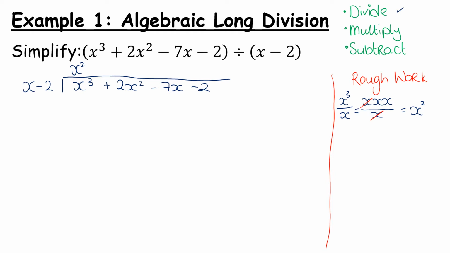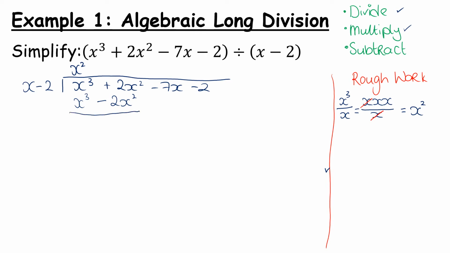Now we're going to do our multiply. Even though with our division we focus on the x and the x cubed, when we do our multiplication we multiply both terms. So x squared by x gives me x cubed, and x squared by minus 2 gives me minus 2x squared. Okay, so there's my multiply done. And the final step then is subtract.